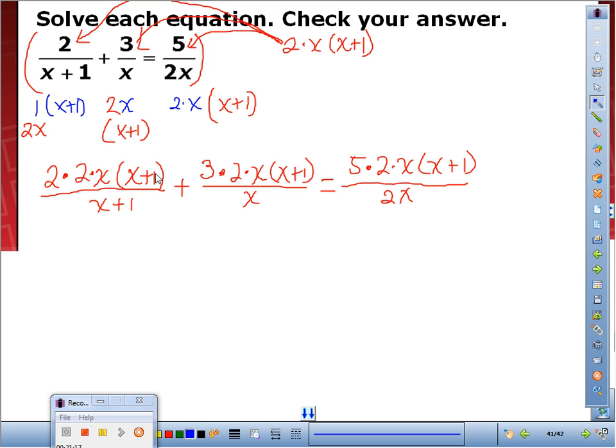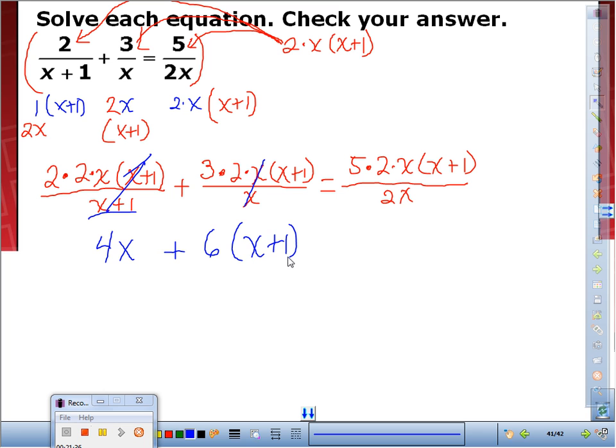So, do you see a giant 1 here? x plus 1 and x plus 1. What do we have left? What is 2 times 2? 4x plus. Do we see a giant 1 here? Right here. What is 3 times 2? 6. And bring down the x plus 1 equals.